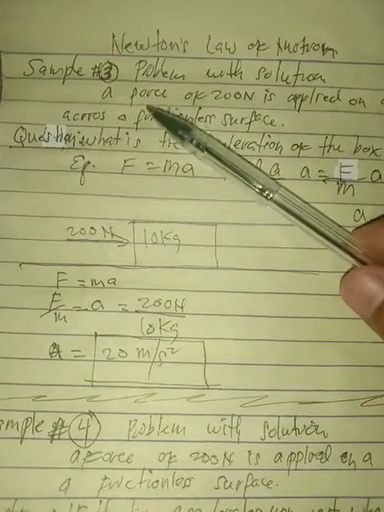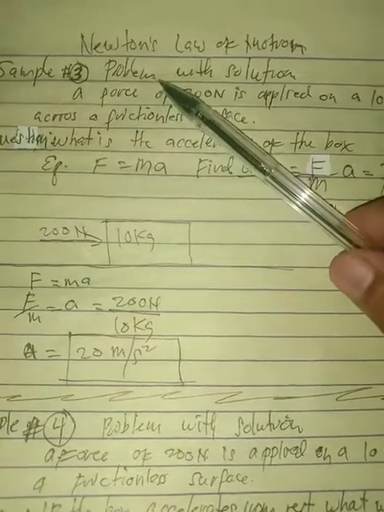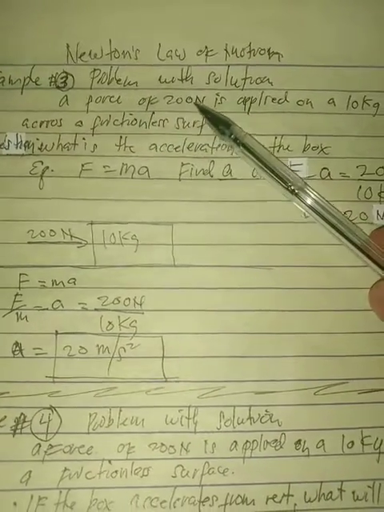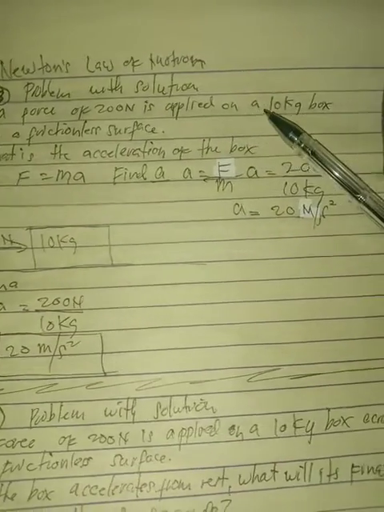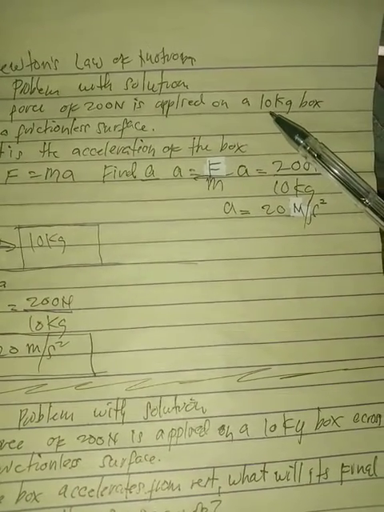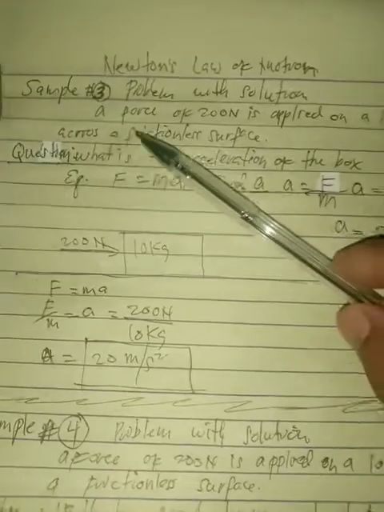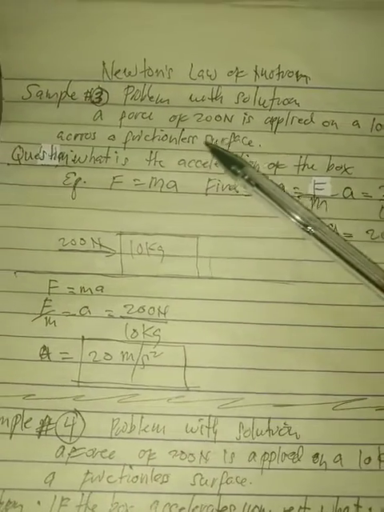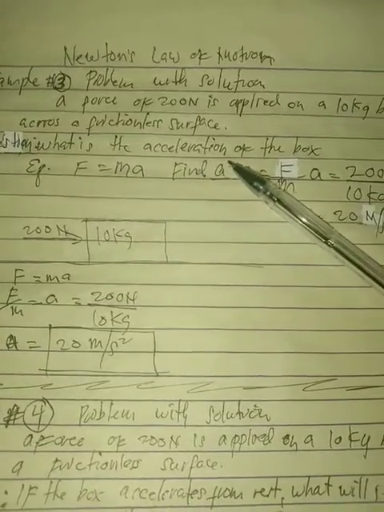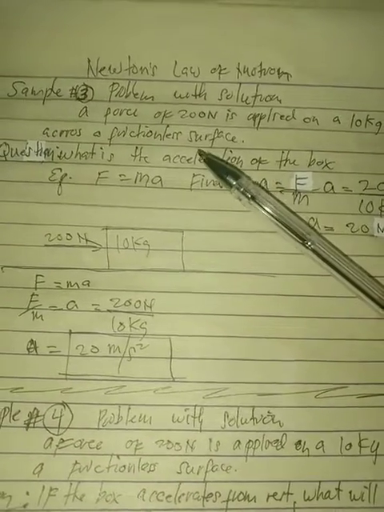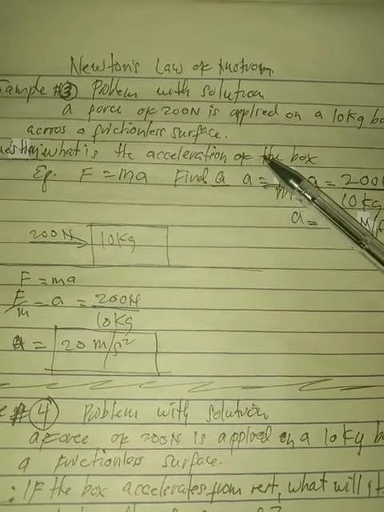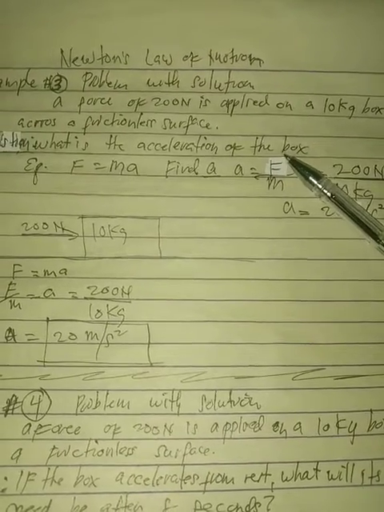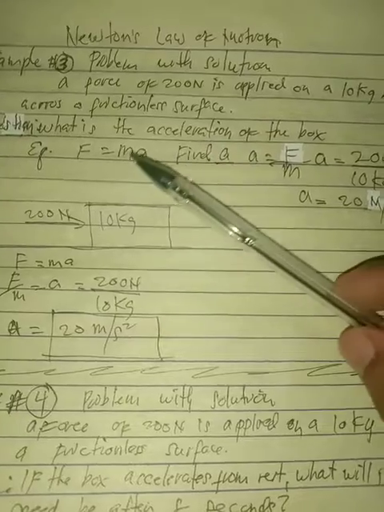Now I have a problem here. Problem with solution. A force of 200 Newton is applied on a 10 kg box across a frictionless surface. The question is, what is the acceleration of the box? To get the acceleration of the box, we are going to use this equation.